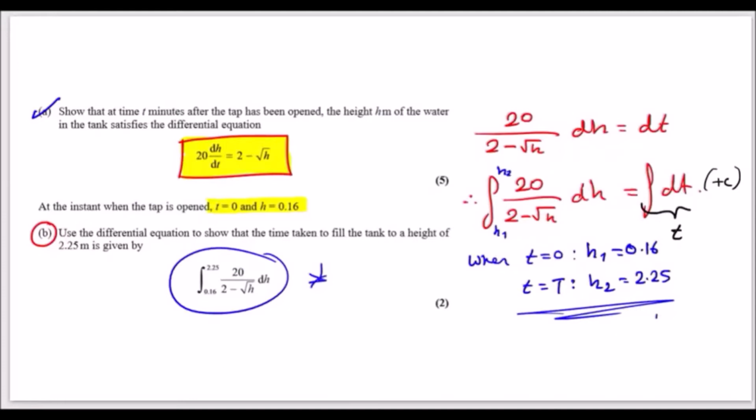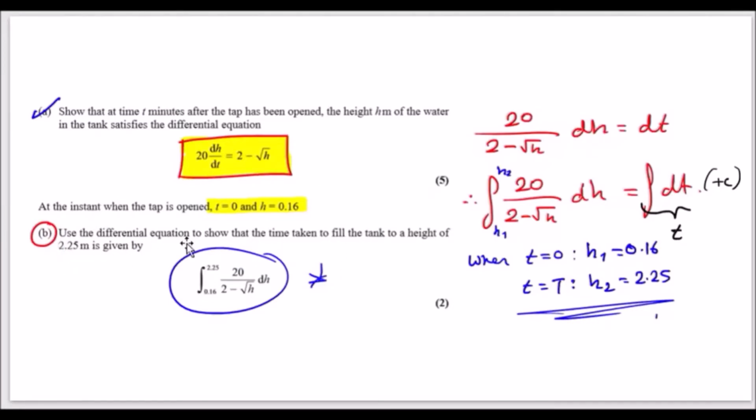So B. At the instant when the tap is open, T is 0 and H is 0.16. I put a little note here. What this means is that when time is 0, we get the initial H1 is 0.16. So that is from the beginning. However, after a certain time has passed, we get a height of 2.25. Well, actually, that's part B's reading.